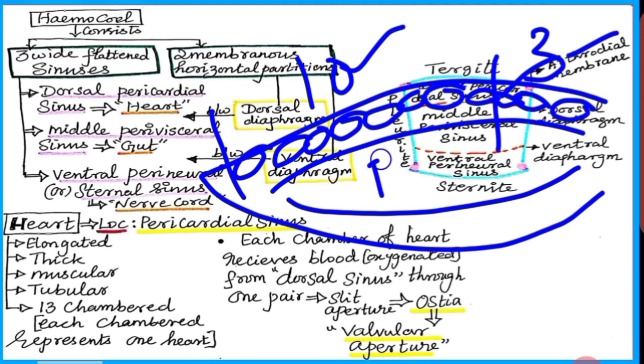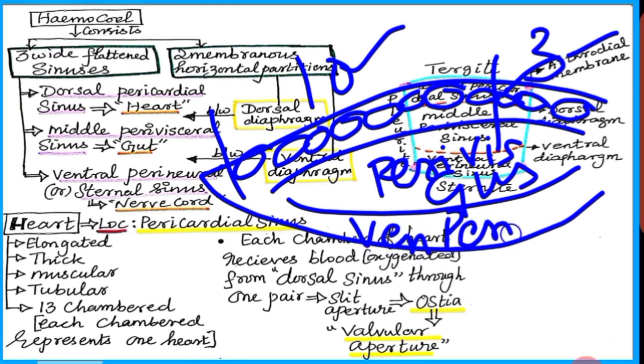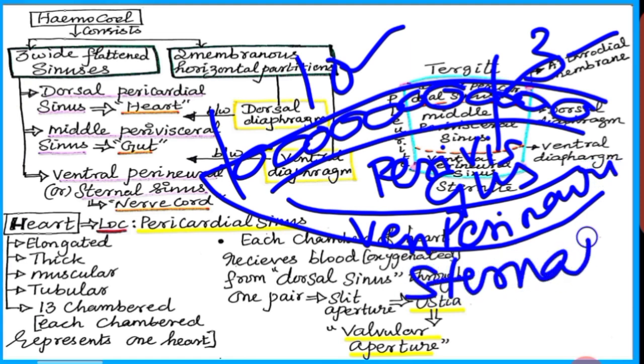Then the perivisceral sinus. This perivisceral sinus has the gut region. Then the ventral surface has the ventral perineural sinus. The perineural sinus is otherwise named the sternal sinus. This perineural sinus has the nerve cord. These 3 sinuses are divided by partitions.